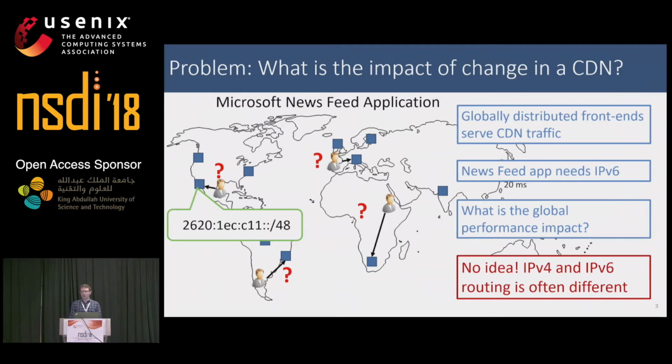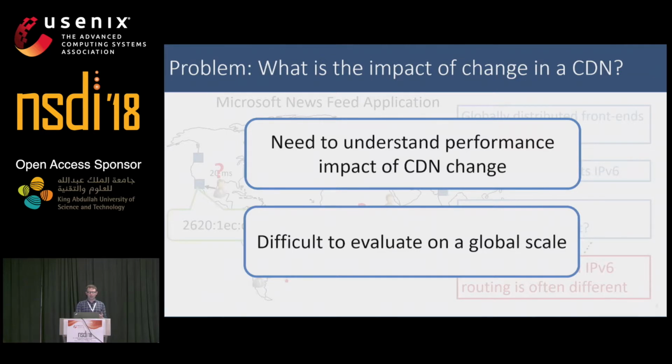So IPv4 and IPv6 routing on the internet is often completely different, and especially if you're announcing new or more specific prefixes. So we need to understand the performance impact of a CDN change, but it's difficult to evaluate on a global scale.